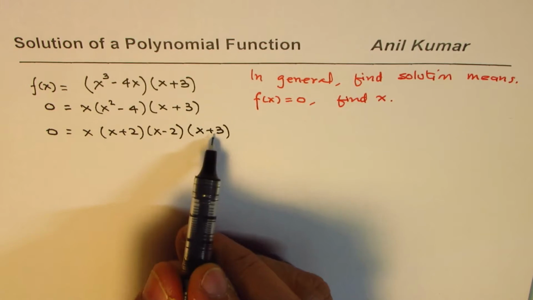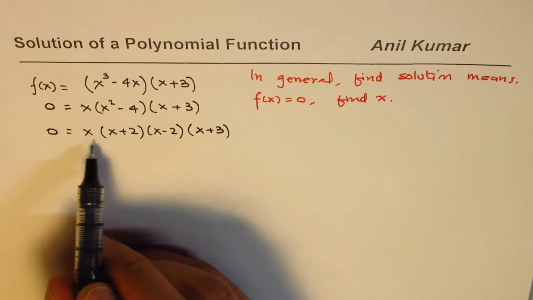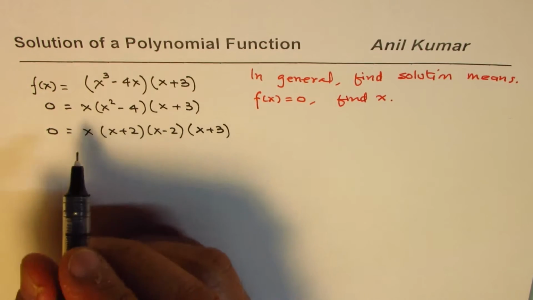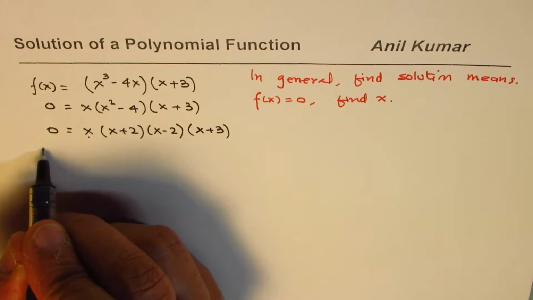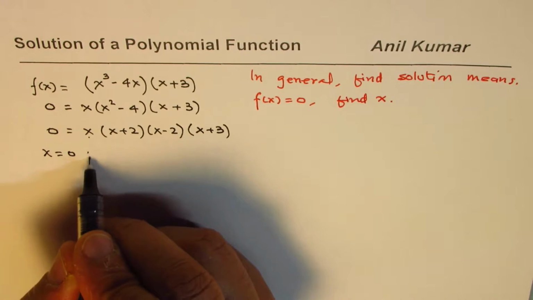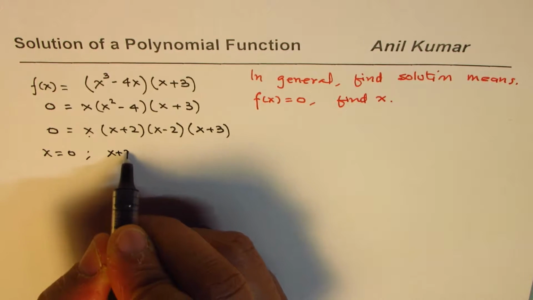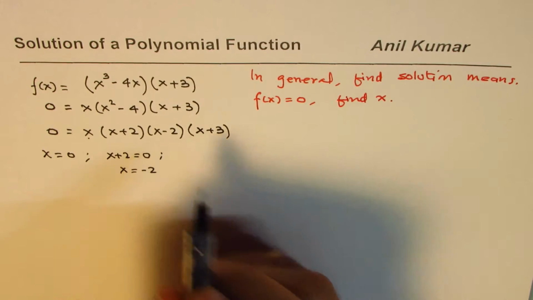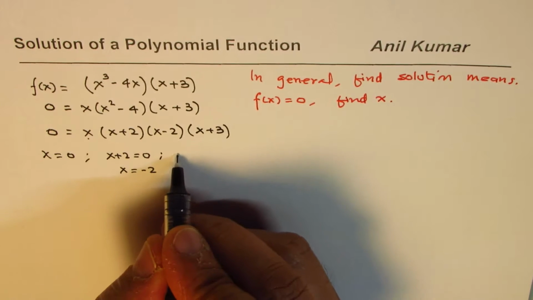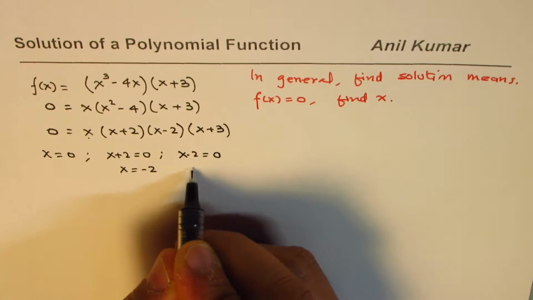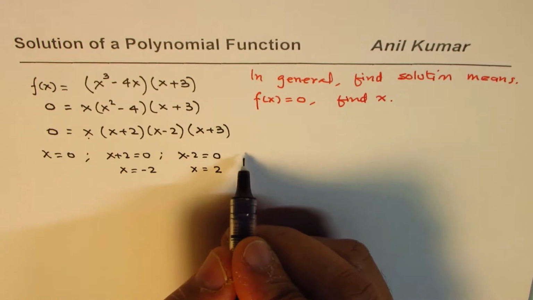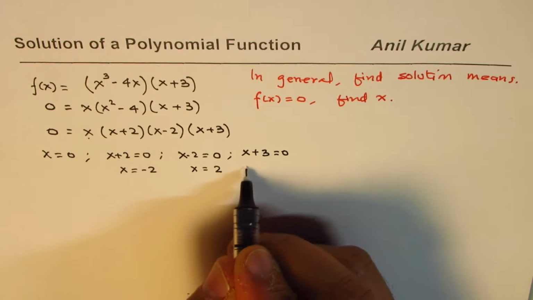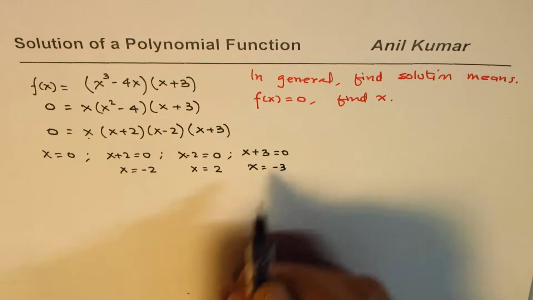Now, when will this be equal to 0? It could be 0 for any of these factors being 0. So that gives us a number of solutions. The first will be when x is 0, so x equals 0. The second one will be when x plus 2 is 0, so x plus 2 equals 0, which means x equals minus 2. The third one is when x minus 2 is 0, so x minus 2 equals 0, which means x equals 2. And then we also have a solution when the fourth factor, x plus 3, equals 0. So that is when x equals minus 3.